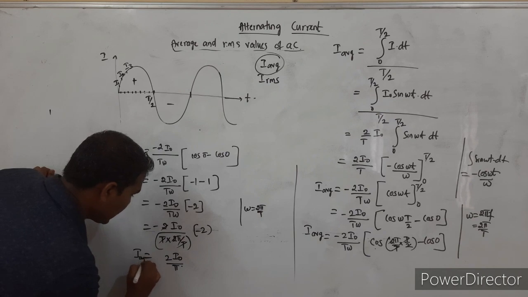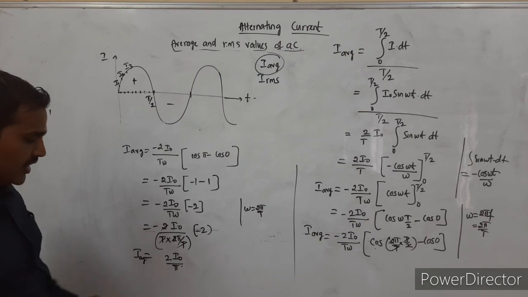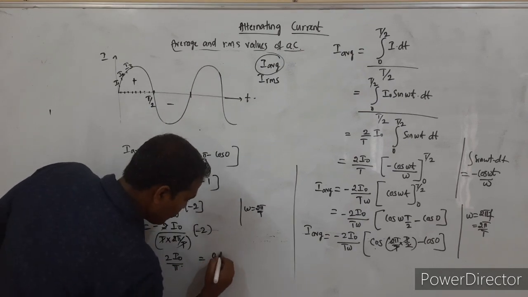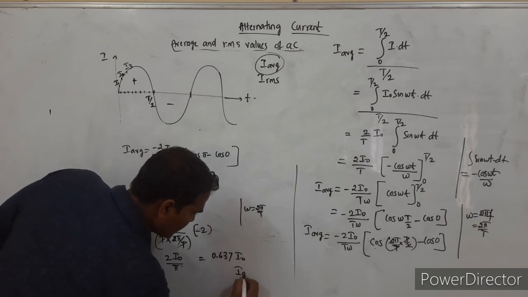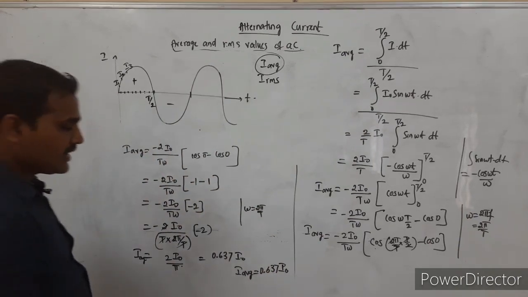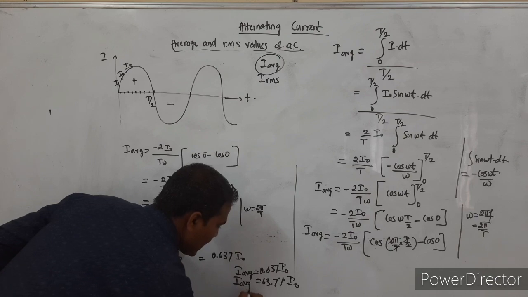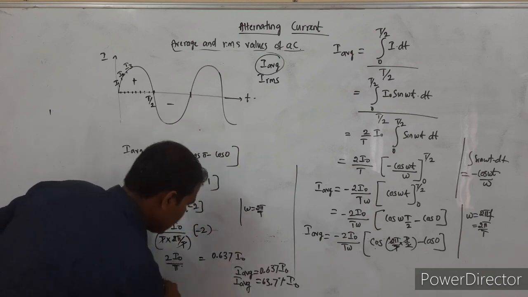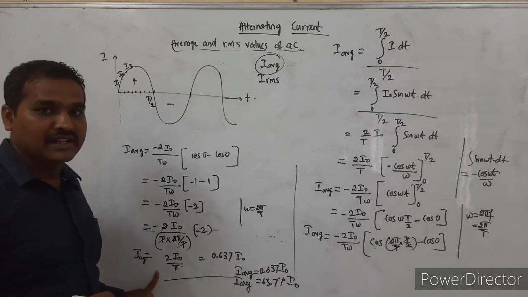Okay, so this is the average value of current. The equation of average value of current is 2 I naught divided by pi. So this is around 0.637 into I naught. So the average value of alternating current is 0.637 times the maximum value of alternating current, or I can write it as 63.7% of the maximum value of alternating current. Okay, so this is the expression for the average value of alternating current.